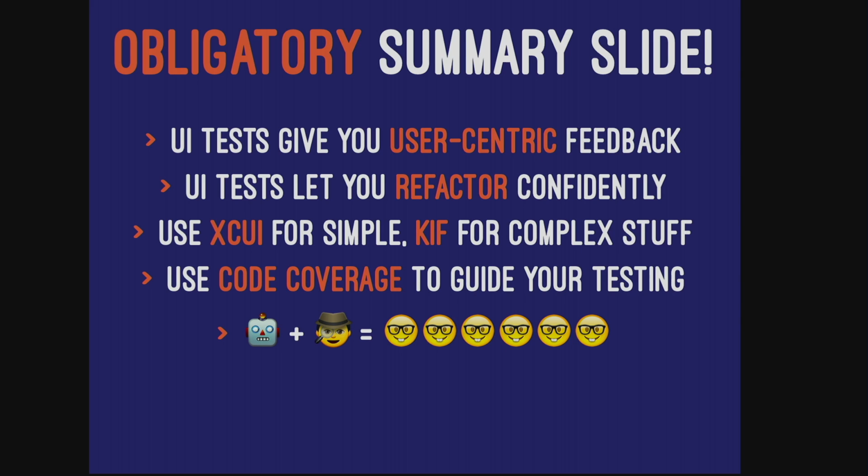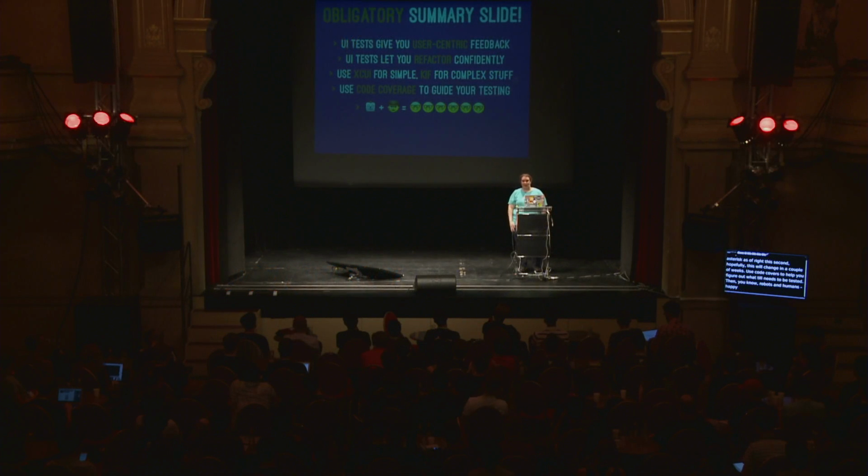Definitely recommend using XCUI for simple stuff and KIF for more complex stuff. There should still be a little asterisk: as of right this second, hopefully this will change within a couple of weeks. Use code coverage to help you figure out what still needs to be tested. And then, robots and humans, happy geeks for all. That's all from me. Thank you guys very much for listening.